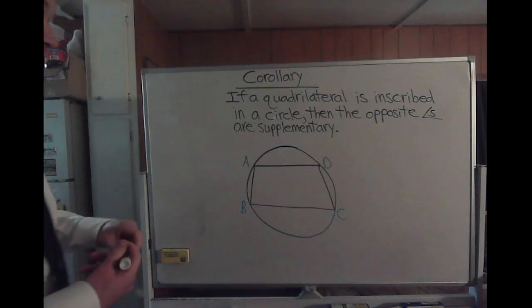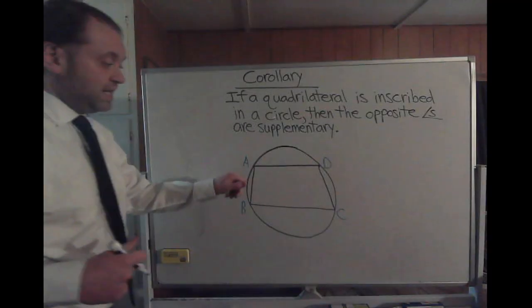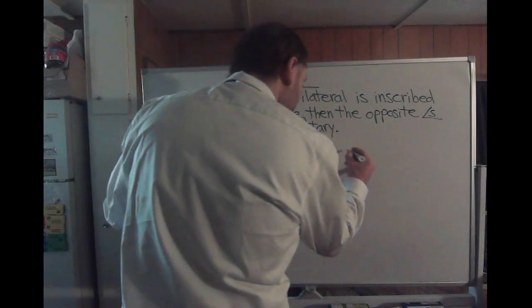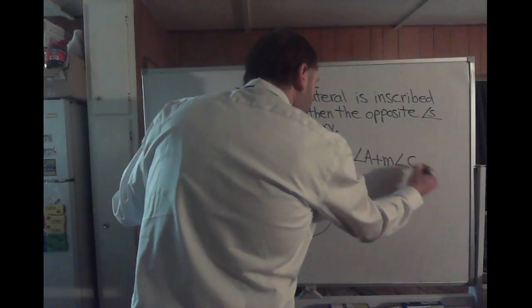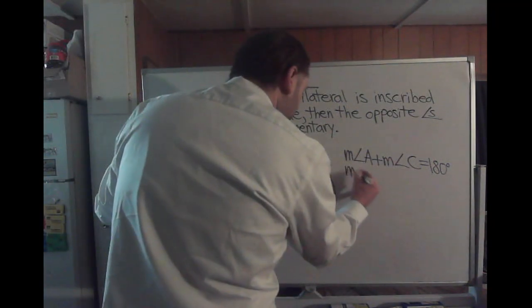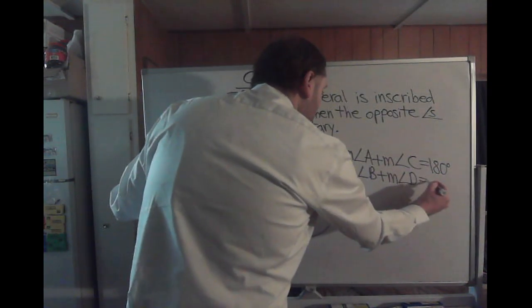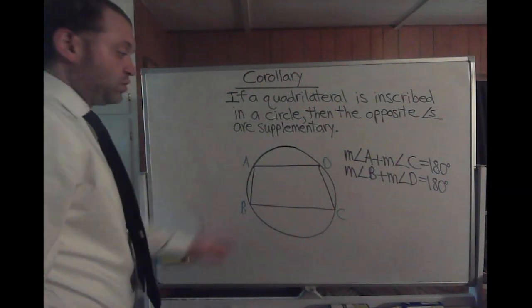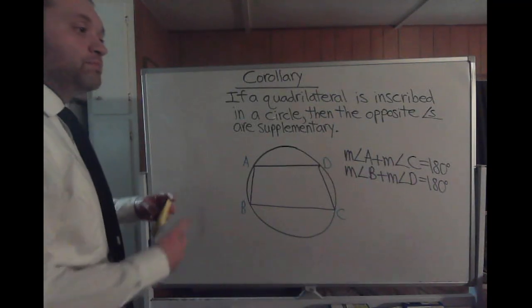So what does that mean? Supplementary angles add up to 180 degrees. If you take A and C, those are opposite angles. The measure of angle A plus the measure of angle C is 180 degrees. Likewise, B and D are opposite angles, so they are supplementary too. The measure of angle B plus the measure of angle D also equals 180 degrees. That is what this corollary states about quadrilaterals inscribed inside of a circle.